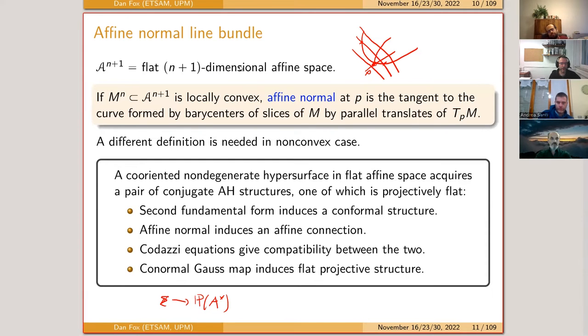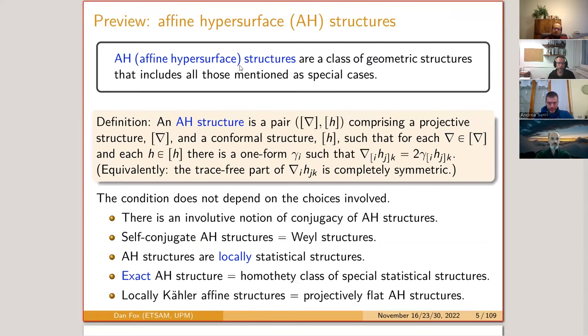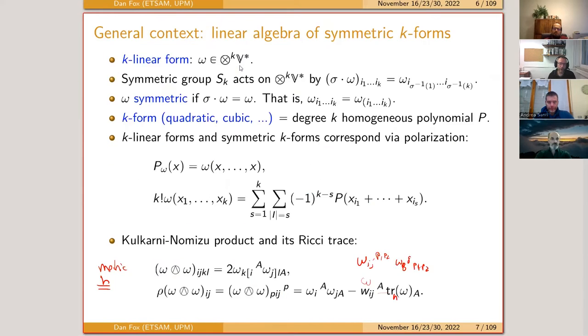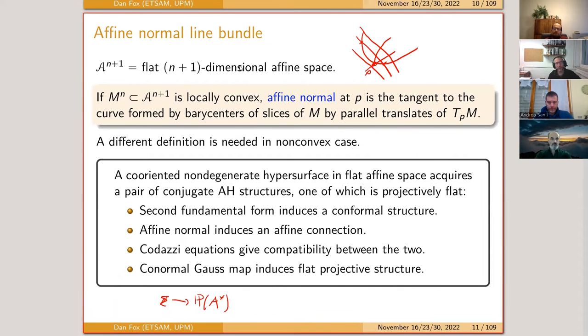But I have here a flat projective structure, and I pull it back via the conormal Gauss map, and I get a second projective structure on the hypersurface, different from that generated by the connection induced via the affine normal. And it turns out that these two projective structures are conjugate in the sense of the conjugacy of AH structures I spoke about back here. So somehow the summary is that a non-degenerate co-oriented hypersurface in flat affine space acquires a pair of conjugate AH structures. Really, in fact, it acquires a pair of conjugate statistical structures, but if one wants to add a little extra data, one of which is projectively flat.